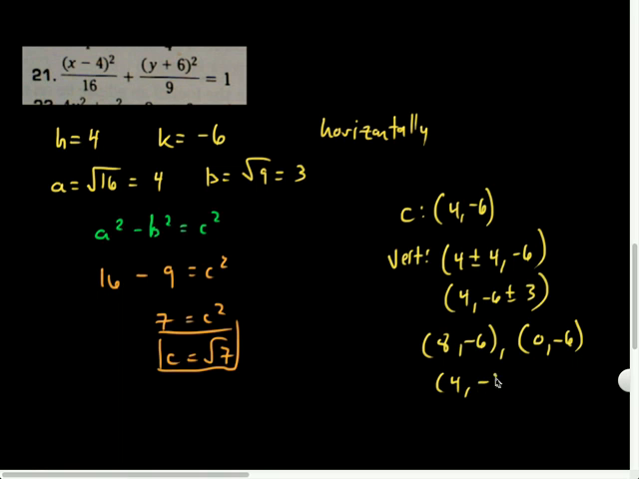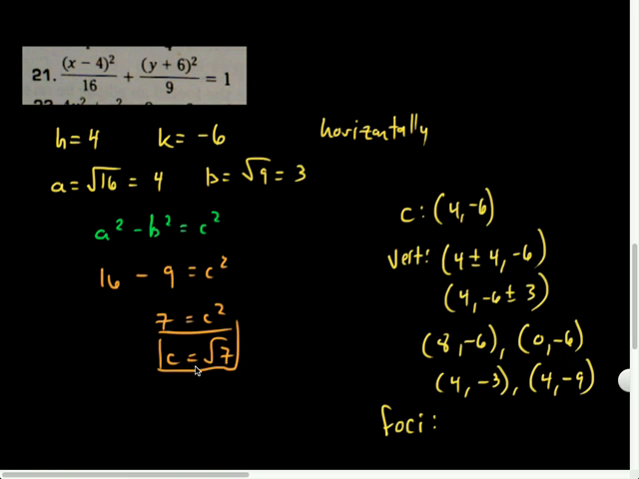Negative 6 plus 3 is negative 3. And negative 6 minus 3 is negative 9. So those are my vertices. And for my foci, right? We can add and subtract the value of C.